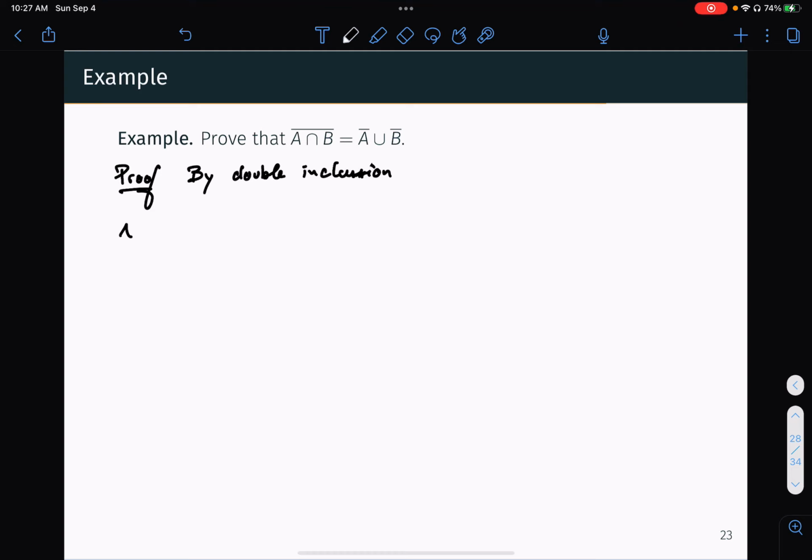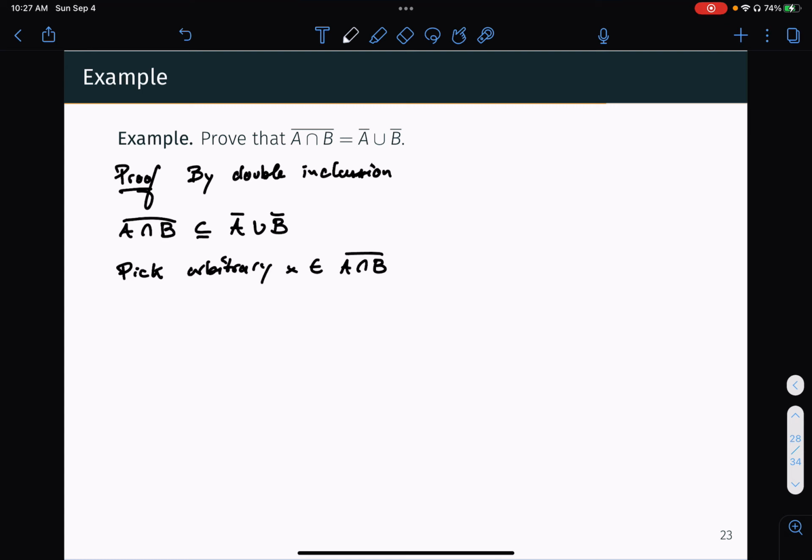The first direction, if you want, is I'm going to show that the complement of A intersect B is a subset of the union of the complements. So how do I do this? Remember, I just pick an arbitrary x in the complement of A intersect B, and now I try to argue that this implies that x is also in the set on the right.